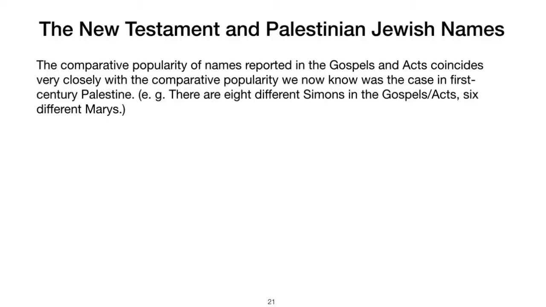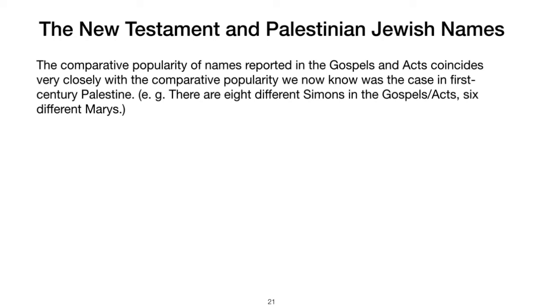So what's interesting, though, is that now that we know that about first century Palestine, we're able to go to the Gospels and ask ourselves, how popular are the various names that appear in the Gospels and in the book of Acts? And we find that the popularity of various names in the Gospels and Acts, both male and female, coincides almost exactly with the comparative popularity of names that we know actually existed in first century Palestine.